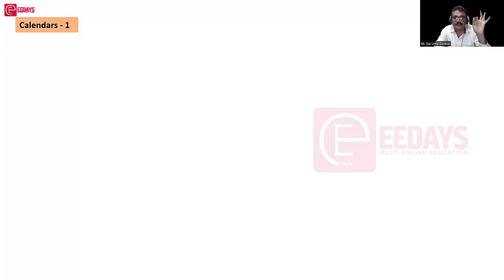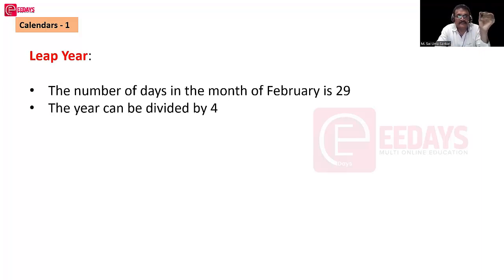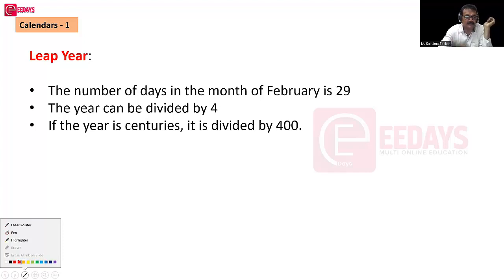Next, in the month of February, 29 days are there. That is exactly a leap year. The number of days in the month of February is 29, that is the first one. The year can be divided by 4, that is exactly divisible by 4, that is the second one. If the year is a century, it must be divisible by 400. Here, what is the difference between the first, second one and third one?